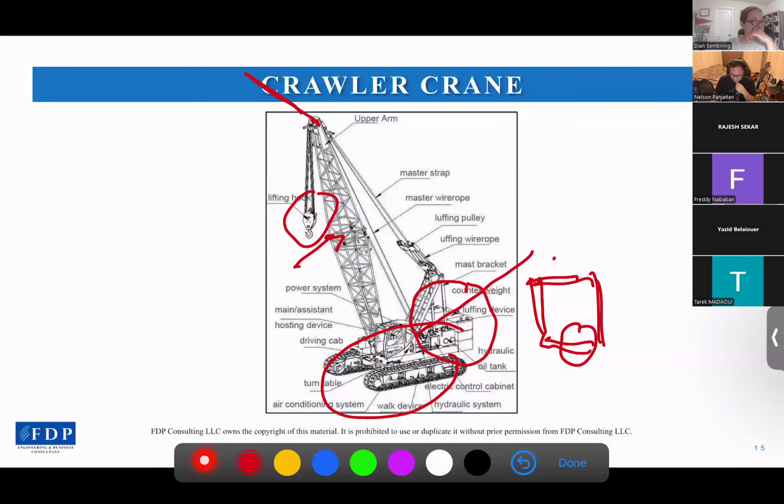So yeah, that's the purpose, the same as the counterweight, to keep the crane COG in a balanced position. So that will increase the capacity as well. So yeah, that's the main components of the crawler crane.